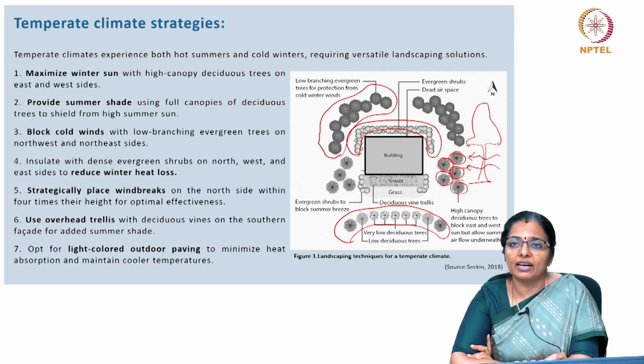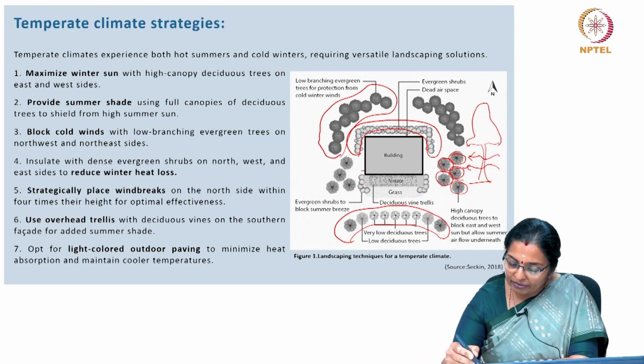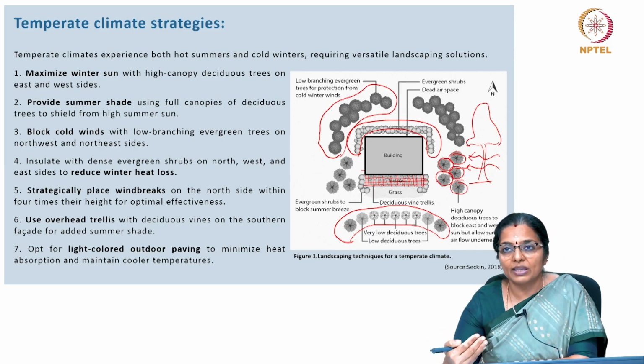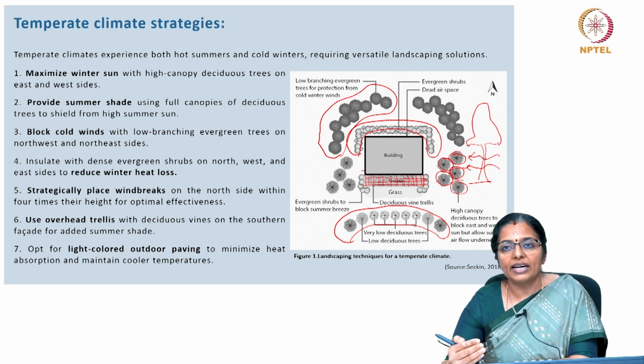Using overhead trellis with deciduous vines on the southern facade can give summer shade. So, having a trellis on the south with deciduous vines will help protect from the summer sun. Opt for light colored outdoor paving to minimize heat absorption and maintain cooler temperature.